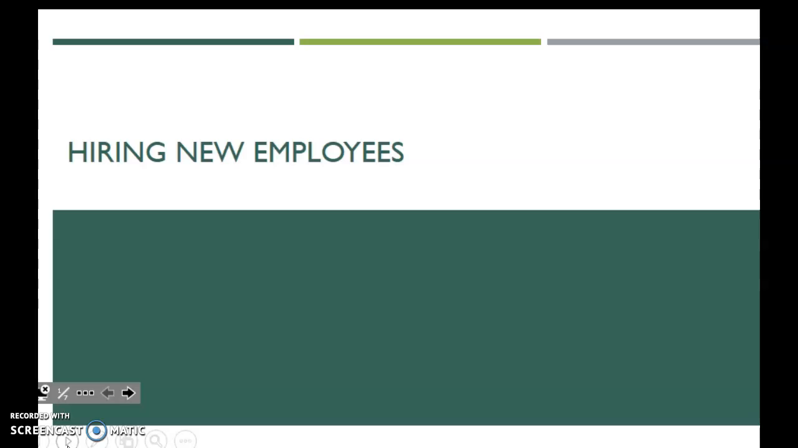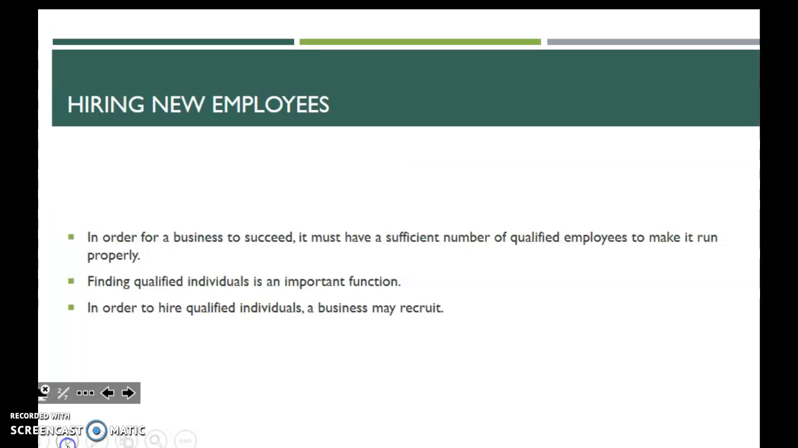Today we're going to talk about a new topic, the cost of hiring new employees. In order for a business to succeed, it must have a sufficient number of personnel to make it run properly. Finding qualified individuals to perform a business's duties is an important function.